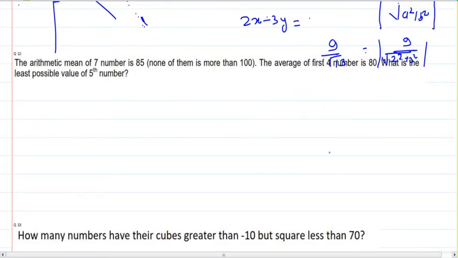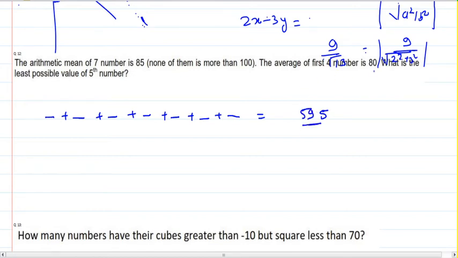Arithmetic mean of 7 numbers is 85. None of them is more than 100. Average of the first 4 numbers is 80. What is the least possible value of the fifth number? Alright. So what I observe here is I have been told that there are 7 numbers and their average is 85. So I can simply find the total. 5 into 7, 35, carried over 3, 56 plus 3, 59. This is the sum of all 7 numbers.